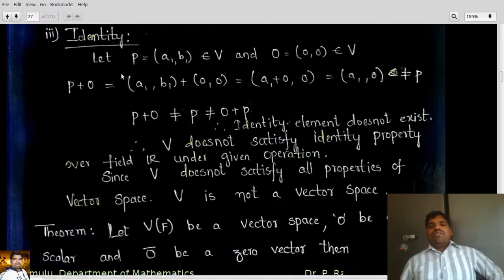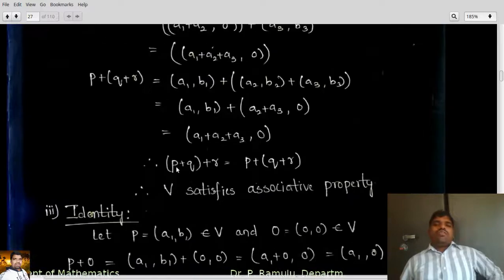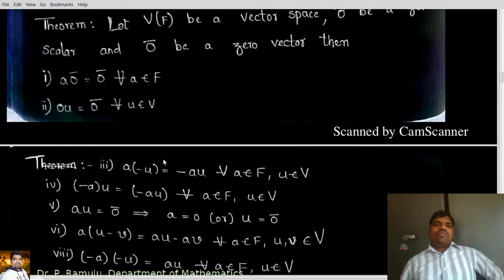So V does not satisfy the identity property over the field R under the given operation. Since V does not satisfy all properties of a vector space, V is not a vector space. We want to show that according to this definition it is not a vector space. That's why I am saying that it is not a vector space.